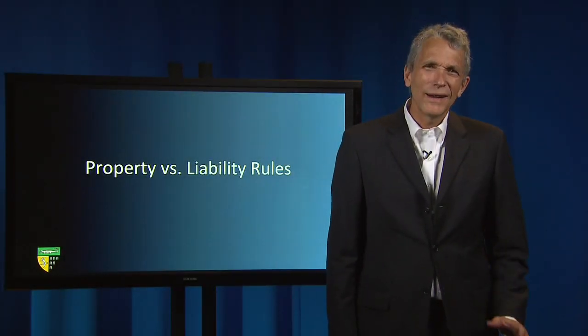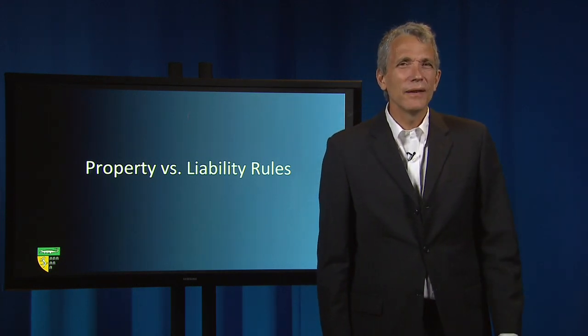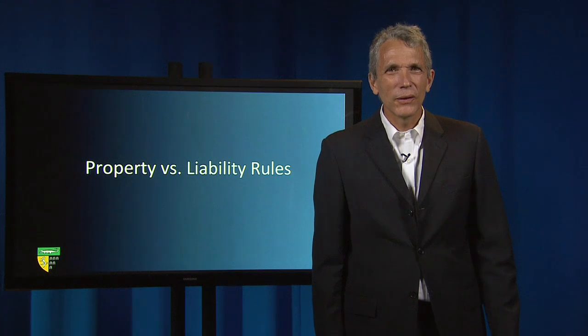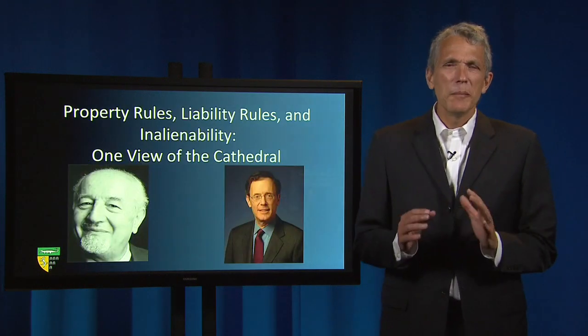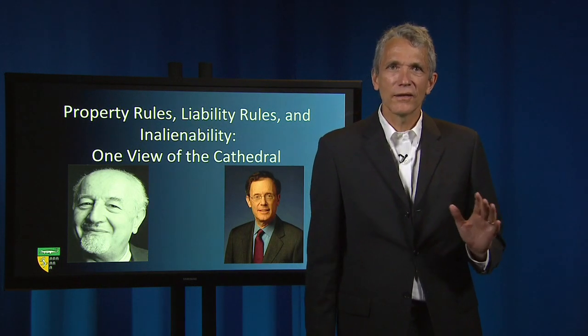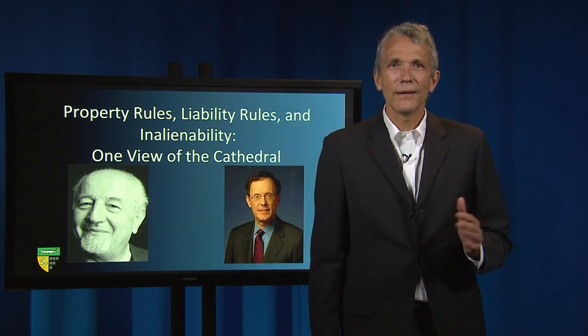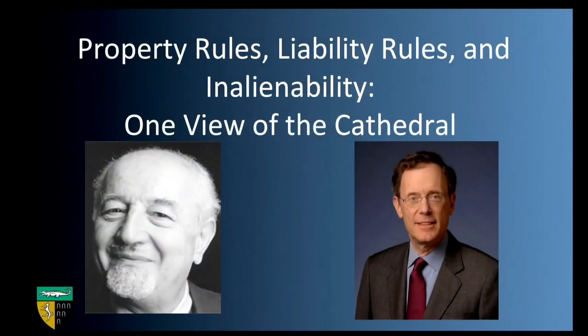To really know the contours of a legal right, you need to know not only the substantive content of the right, but also how the right is protected. In an immensely important article, Guido Calabresi, now a judge on the Second Circuit of the United States Court of Appeals, and Doug Melamed, who was a former head of the Justice Department's Antitrust Division, pointed out that legal entitlements tend to be protected in one of two distinctive ways.